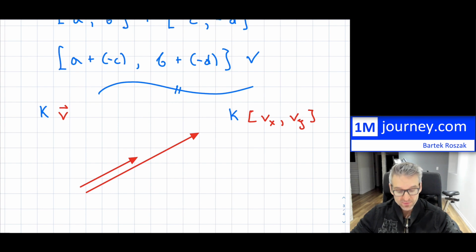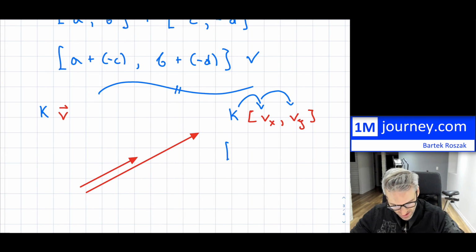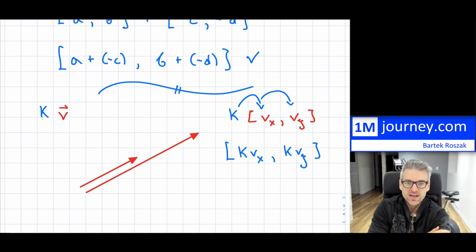Well, guess what happens? It's basically like distribution. So you're going to be distributing across. And really what you have now is just kvx and then kvy. So the x and the y components just simply get scaled by k. And that's exactly the same thing as before.